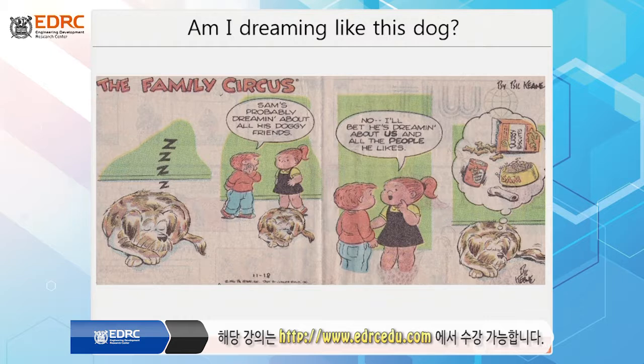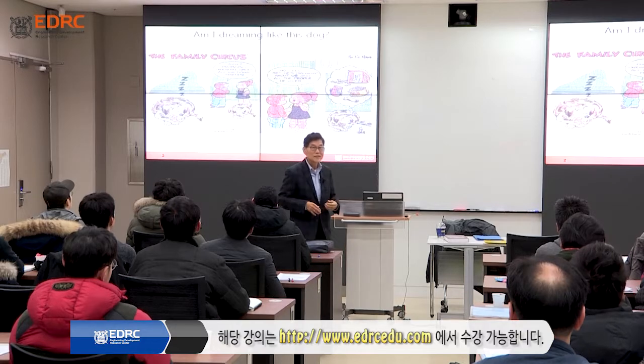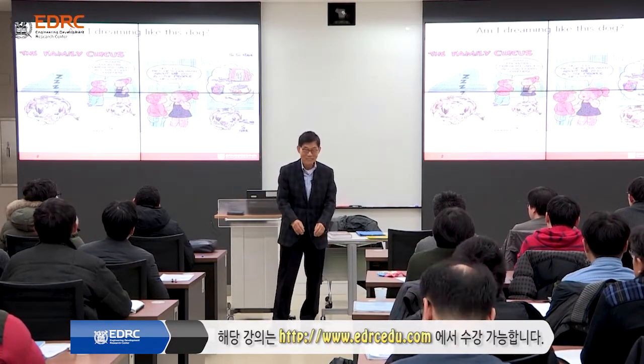Okay, let's look at this. I used to be a sort of cartoon geek. Look at this, my favorite cartoons. Sam is probably dreaming about all these doggy friends. Then Sally says, no, I will bet he's dreaming about us and all the people he likes. But what about the dog itself? He's thinking of this. So I hope I'm not this kind of dog, so that I don't understand what you are thinking of. Hopefully, through your feedback, I could understand what kind of things you like to know. So that's the message I'd like to convey to you. So please ask as much as you can.